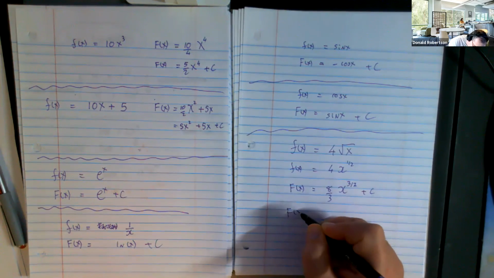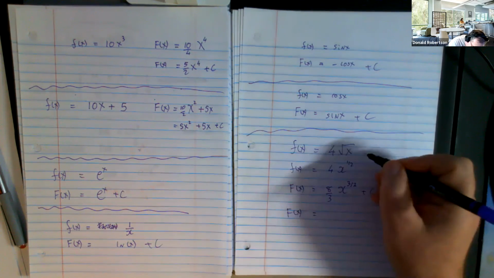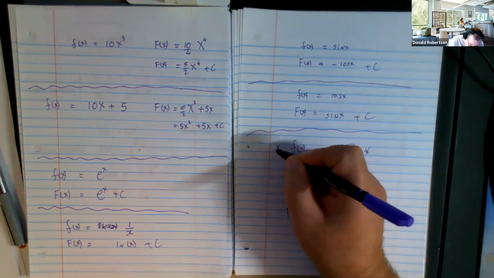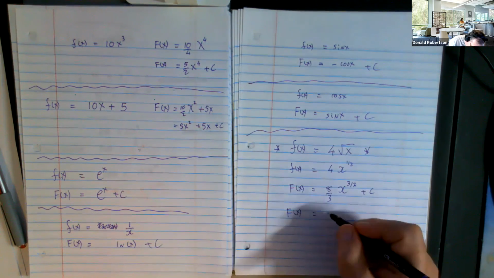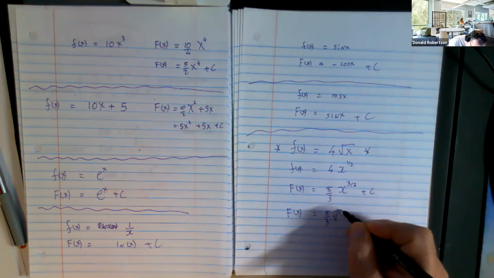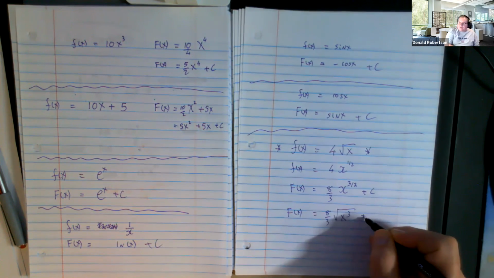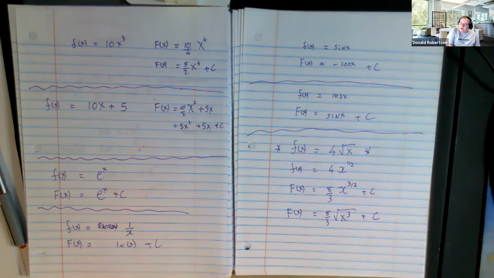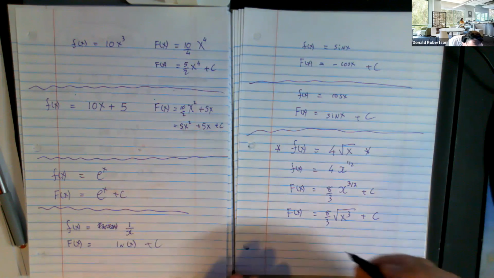And now we have style points. If the original question, which it is in this case, is square roots, you are expected to give your answer and return it back to square roots. Now, it's probably been a long time since you had to deal with fractional powers, but isn't 3/2 the 2 means it's a square root, the cube means it's a cube. So the square root of x cubed is what that would be.